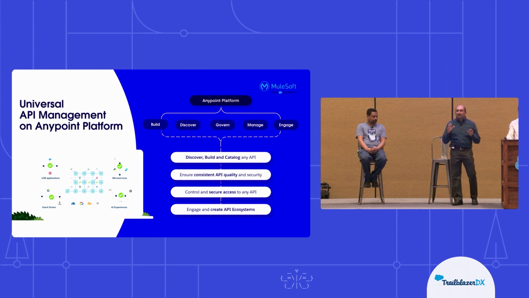So overall, that Universal API Management approach, with the set of capabilities that Parvez is going to talk about later, is going to help you control the API sprawl. So that's a quick intro of Universal API Management.